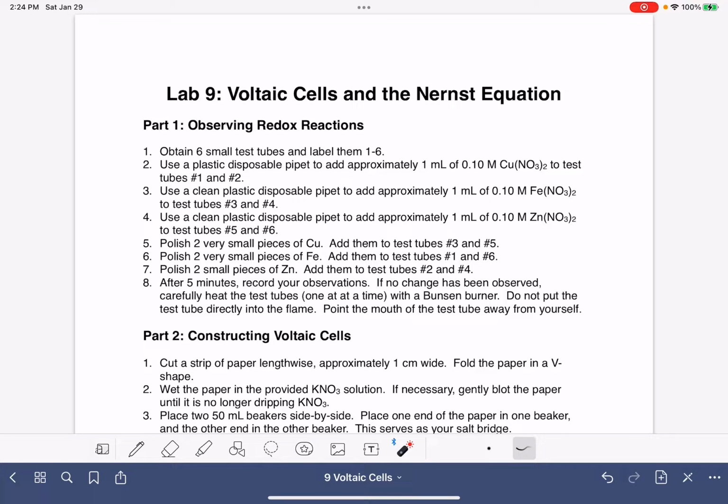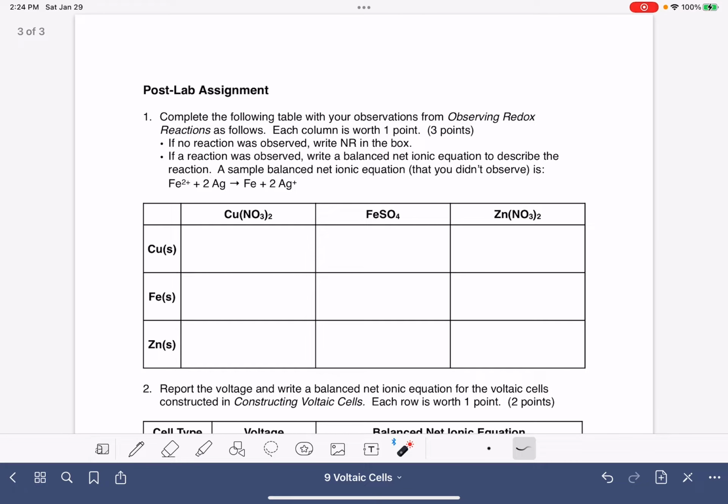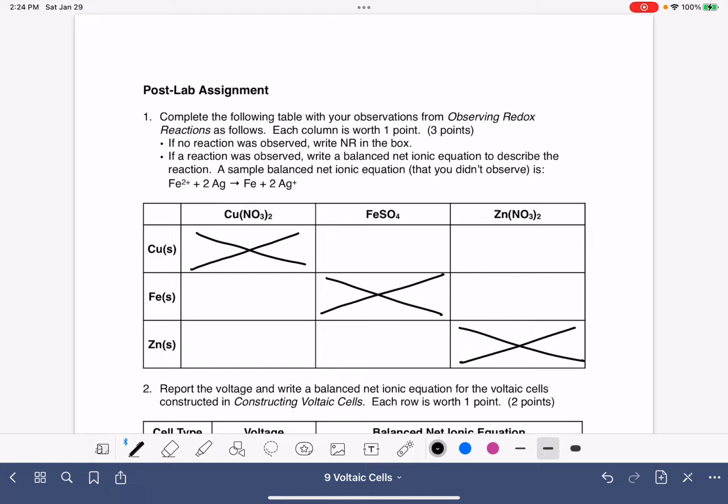I'm going to give you some tips for post-lab 9 voltaic cells. The first question on the post-lab pertains to part 1 of the experiment. In this part of the experiment, you mixed these 3 metals with these 3 solutions in 6 different combinations. You did not mix the copper with copper or the iron with iron or zinc with zinc, so I'm just going to cross those off.